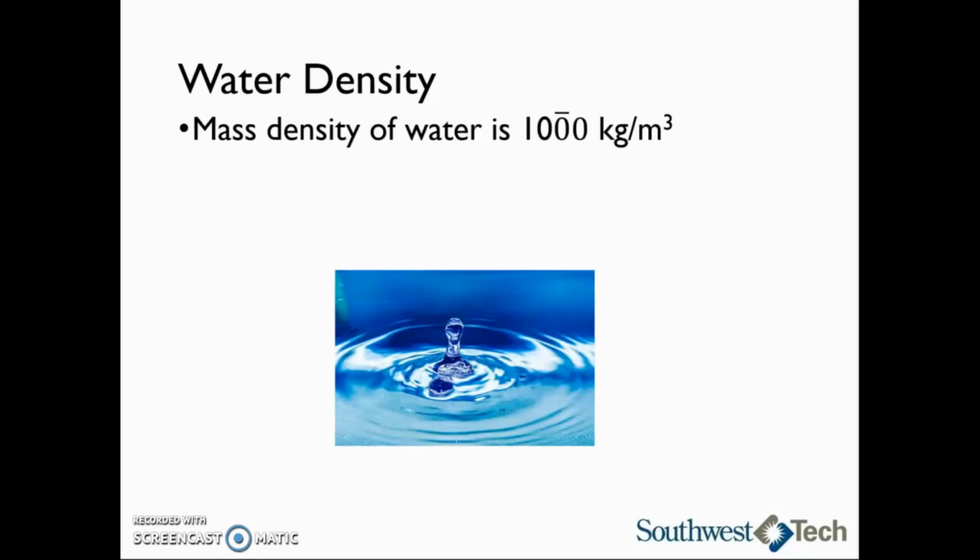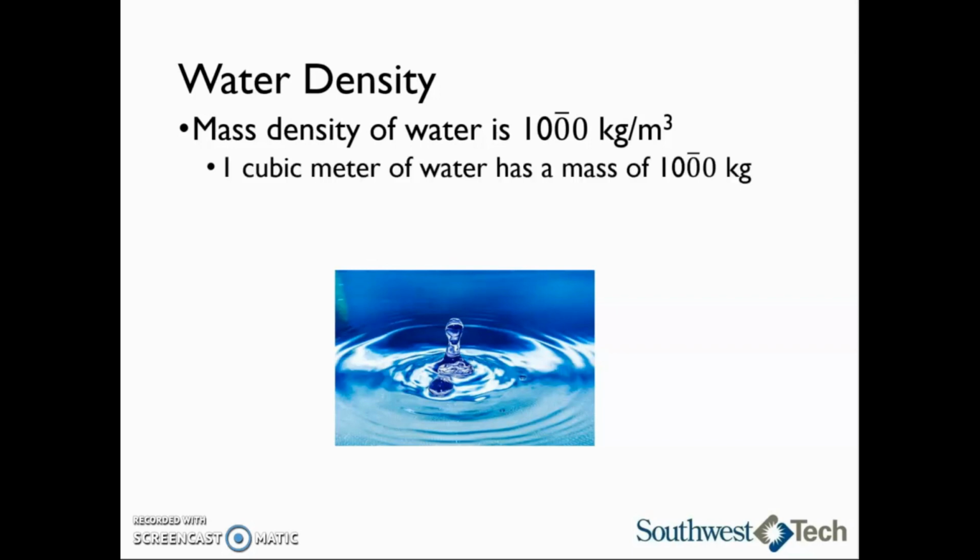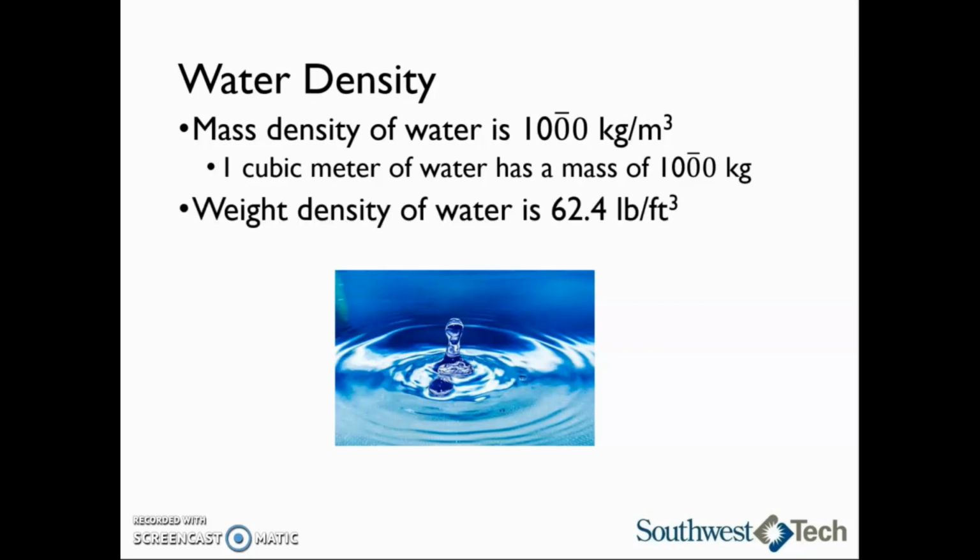The mass density of water is 1,000 kilograms per cubic meter. This means that 1 cubic meter of water has a mass of 1,000 kilograms. The weight density of water is 62.4 pounds per cubic foot. This means that 1 cubic foot of water weighs 62.4 pounds.